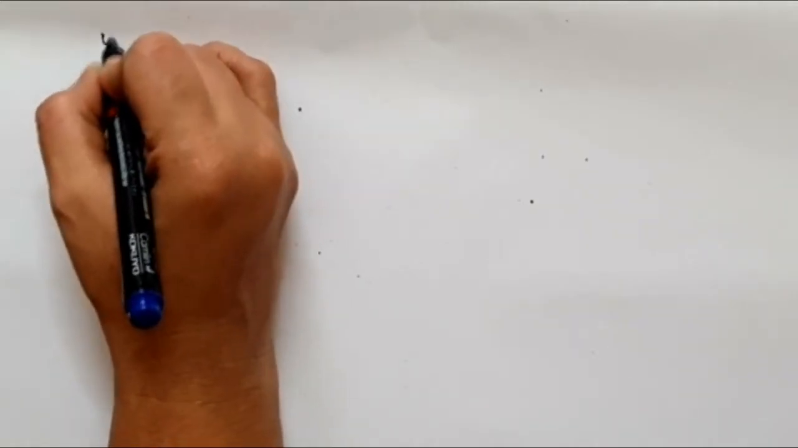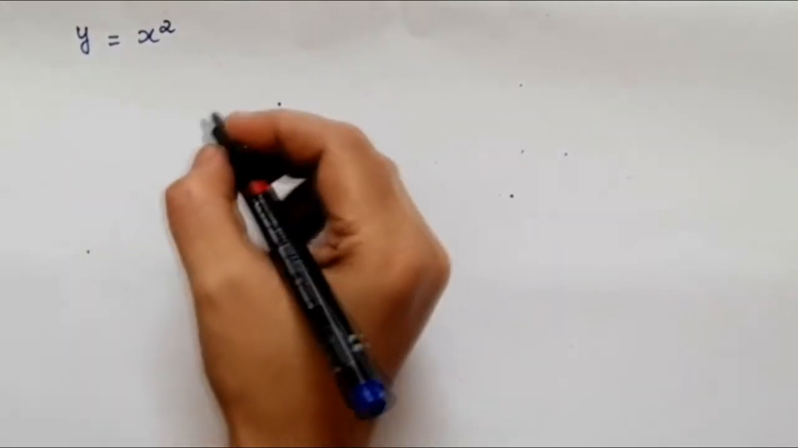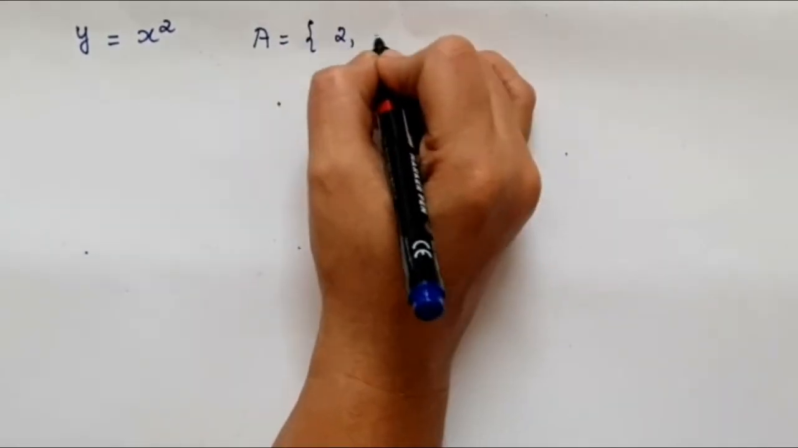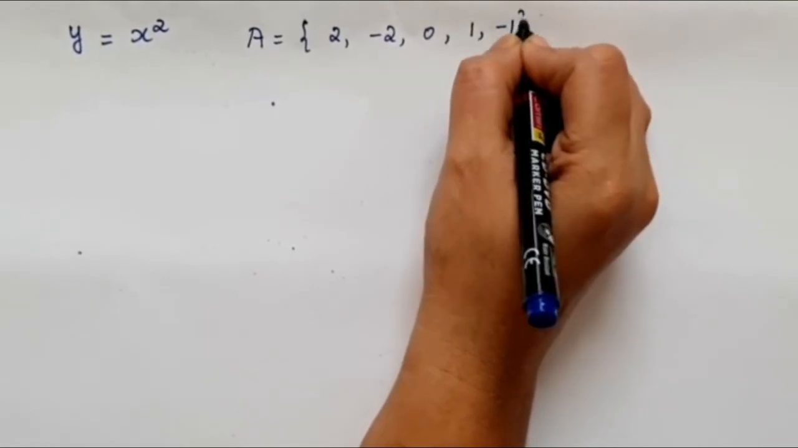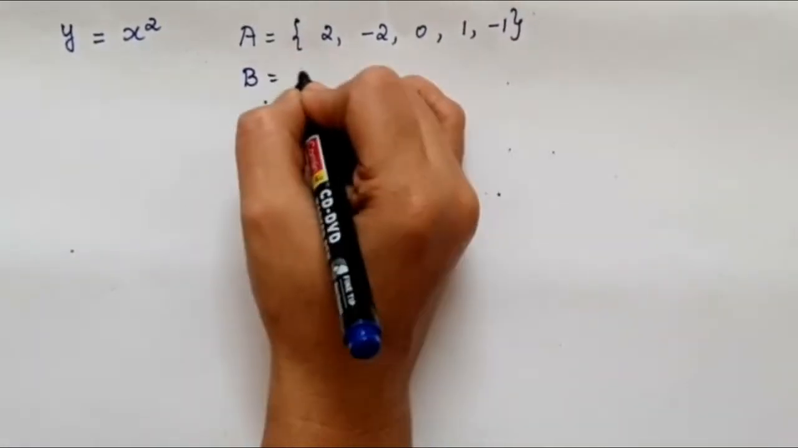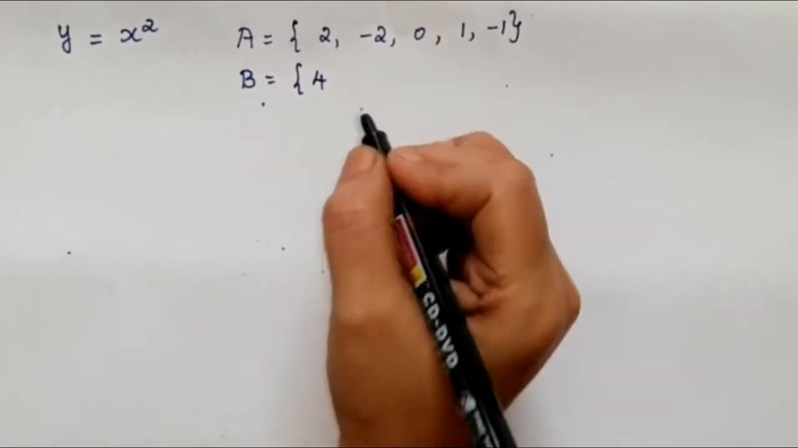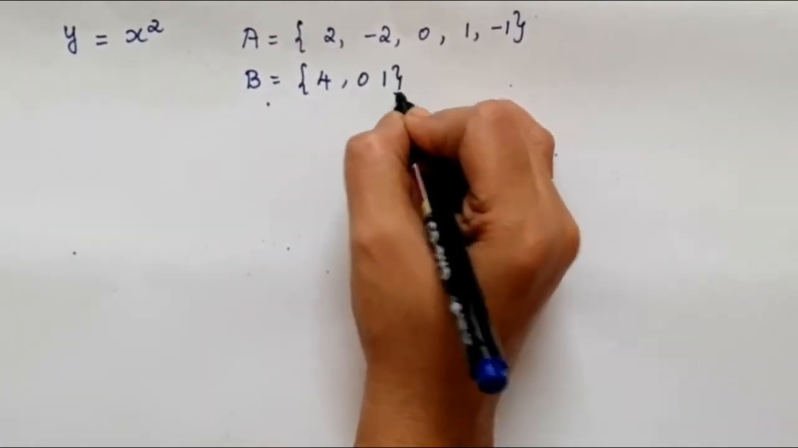Next, suppose the function is y equal to x squared. If we take the values for the set A as 2, -2, 0, 1 and -1, what will our set B have? When it is 2, 2 squared is 4. -2 also will give us a 4. 0 will give us a 0. 1 and -1 will give us a 1.